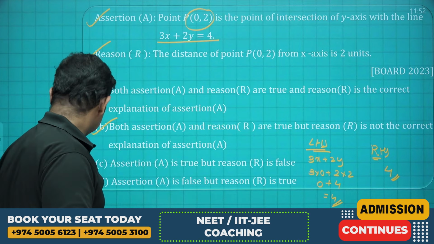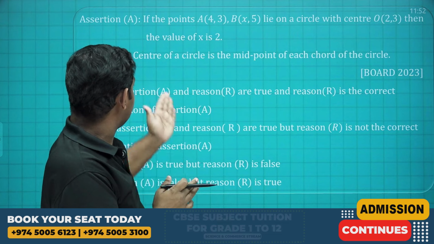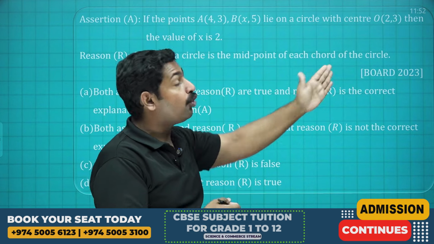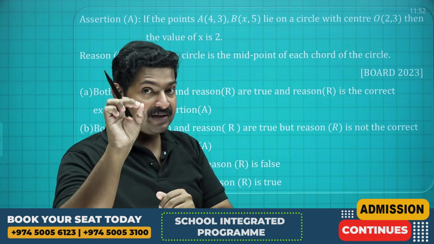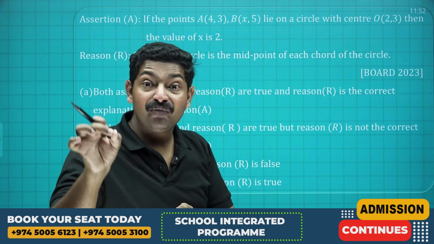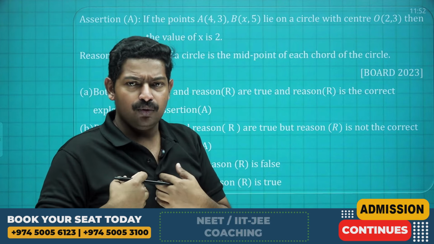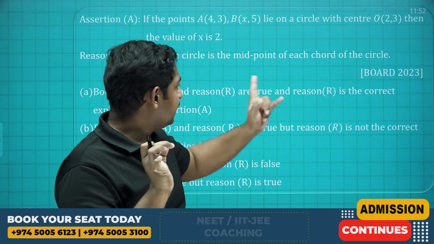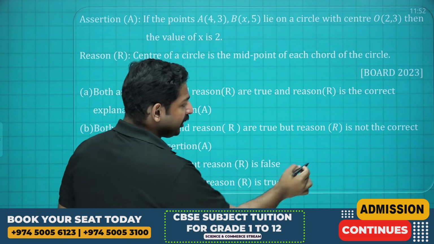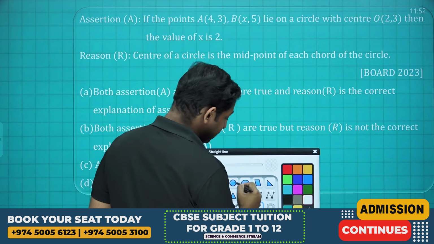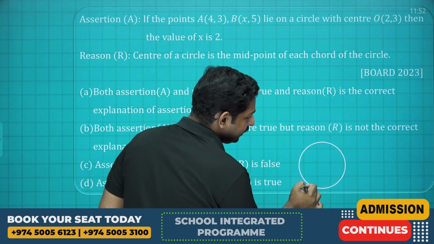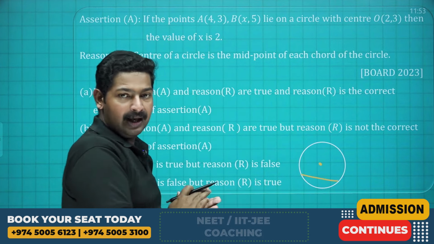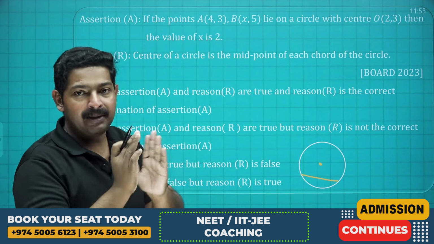Okay, so that's it. Moving to the next one, here also we are reading the reason first. Center of a circle is the midpoint of each chord of the circle. Can we say that? No, because the center of a circle is the midpoint of the diameter only. If you are drawing a circle here and drawing a chord like this, will the center be the midpoint? No, it will not happen. So the center is the midpoint of the diameter only, so it is wrong.